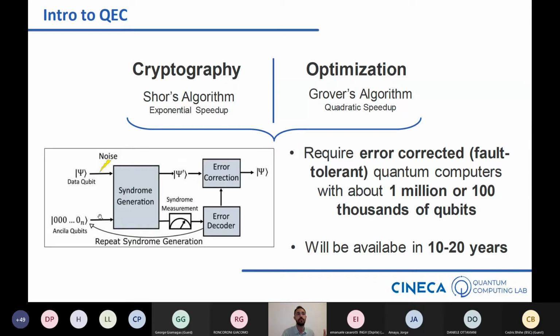Running these algorithms on real world problems, for example factoring a very large number, means that you need thousands and even millions of qubits, because error correction with redundancy increases the number of qubits. You have an overhead. Forecasts say that these large scale, error corrected devices are going to be available in 10, 20 years, more or less. Hopefully.